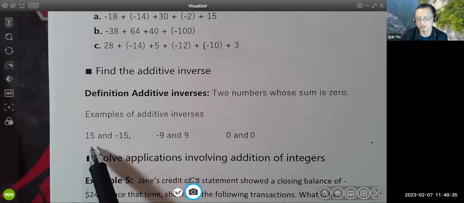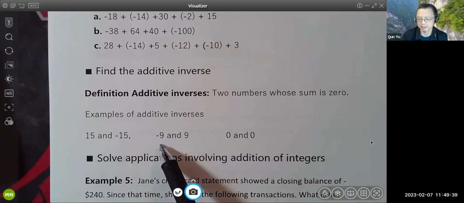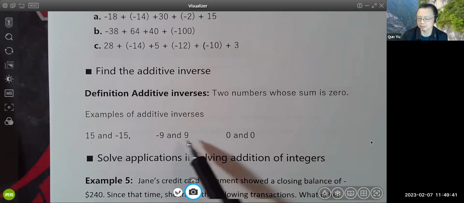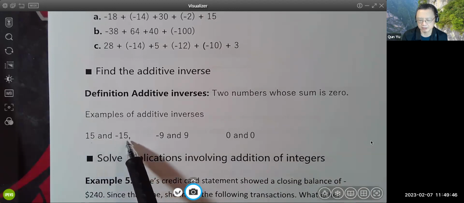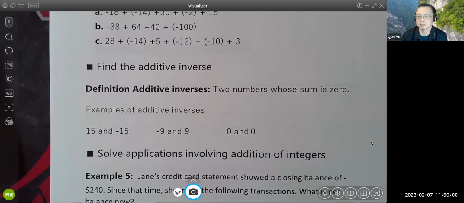Some examples, is that true? 15 plus negative 15 is 0. They cancel out. Negative 9 plus positive 9 is 0. 0 plus 0 is 0. So this is the concept of additive inverse. In other words, just the opposite of a number. So what is the additive inverse of 32? The answer is negative 32. What is the additive inverse of negative 32? Answer is positive 32. It's just the opposite of the given number.